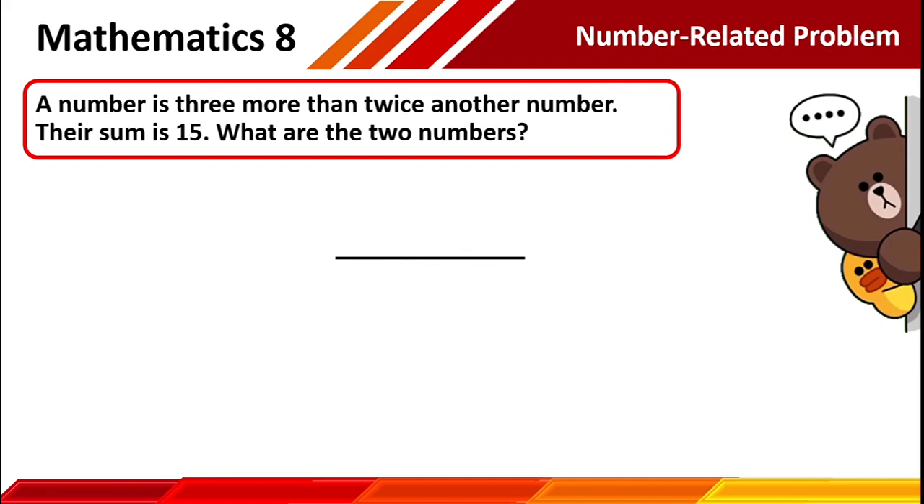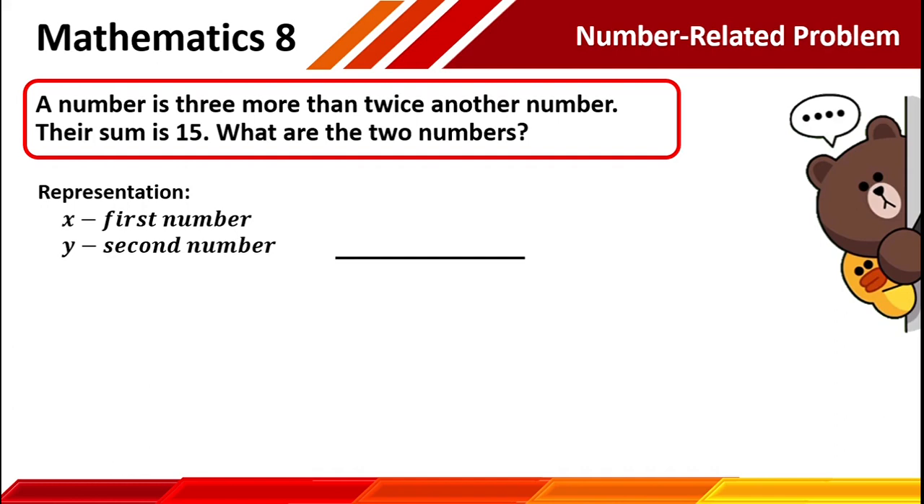Number 2. A number is 3 more than twice another number. Their sum is 15. What are the two numbers? Again, in this given problem, we are looking for two numbers, therefore our representation would be the same. X for the first number and y for the second number. To create our first equation in the systems of linear equations, we will be using the first sentence. A number is 3 more than twice another number. So, it can be represented as x is equal to 2y plus 3.